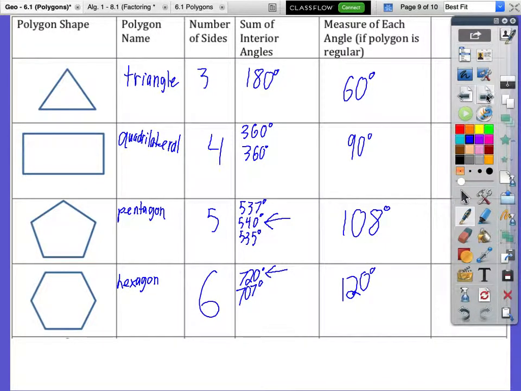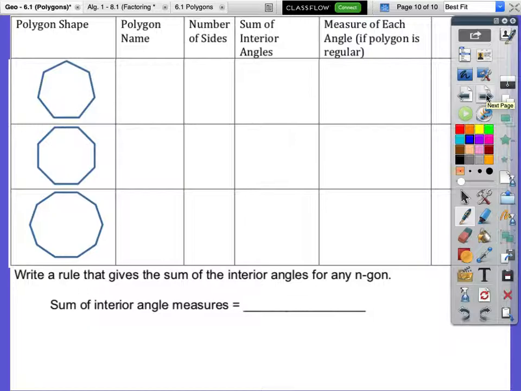Weird flex, but okay. So who had the 7-sided figure? Raise your hand, Gage and Kaylee. Okay, what's the name of this?